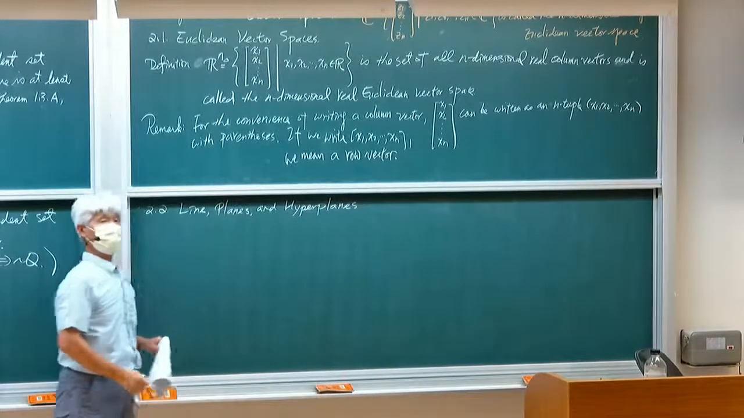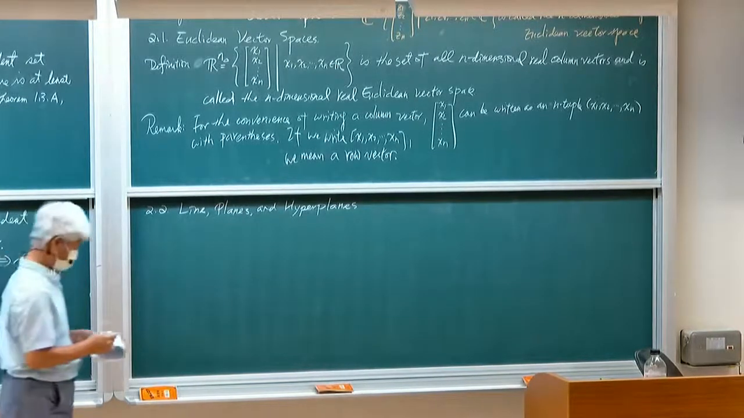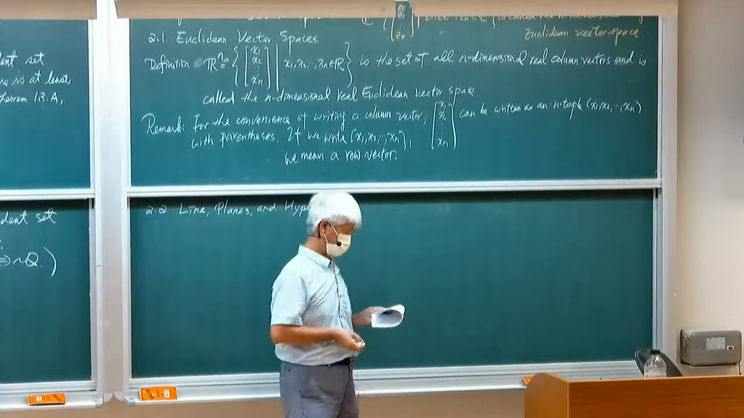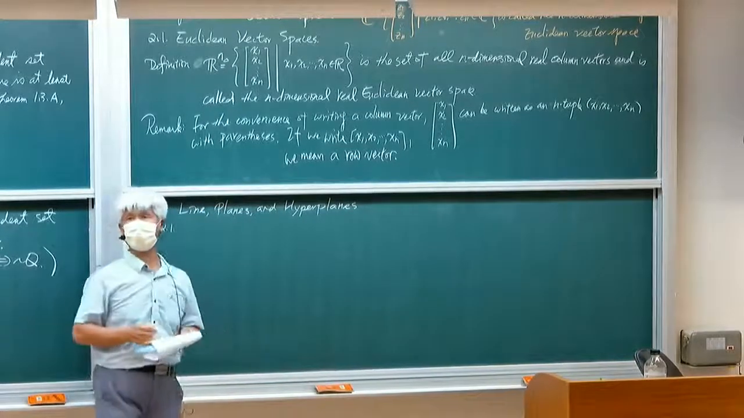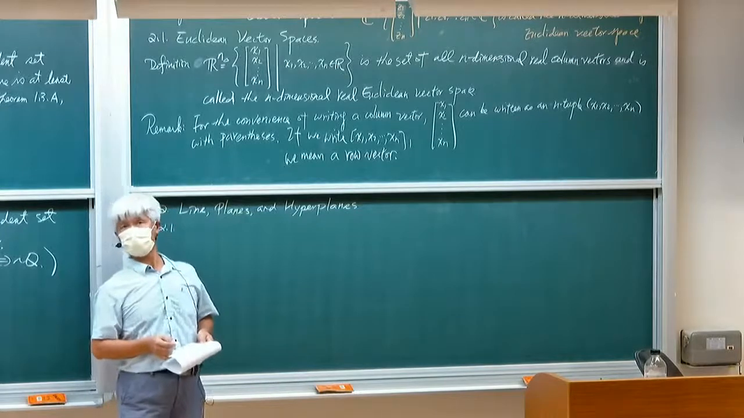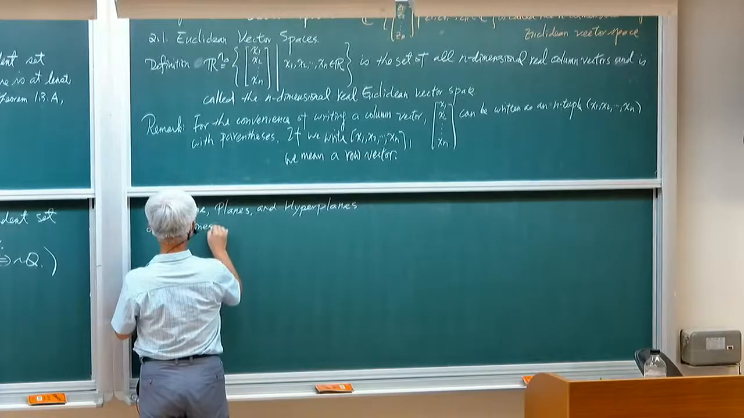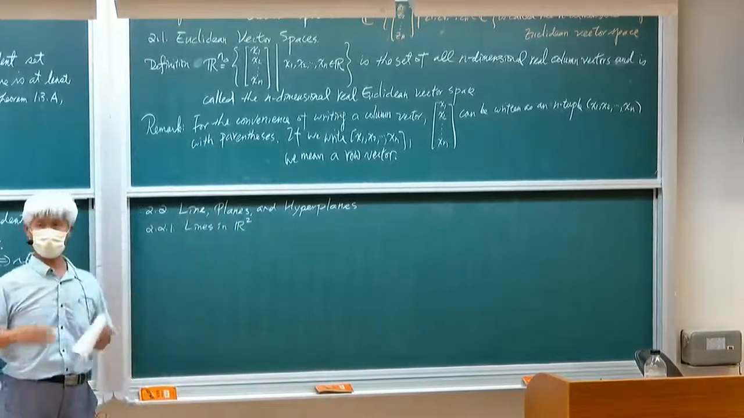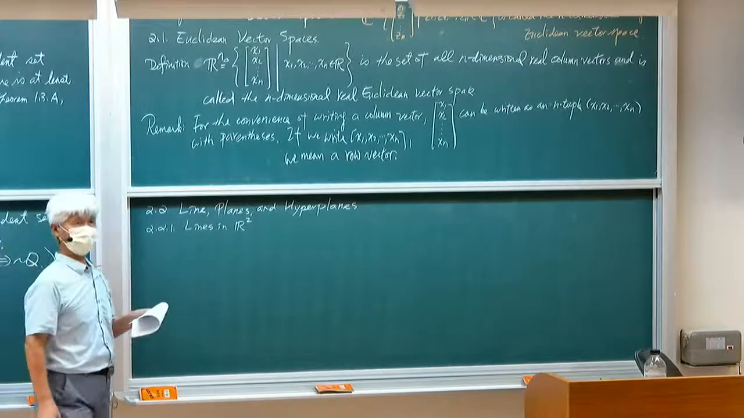Okay, and I will end up with a very general setting about affine space in n-dimensional Euclidean vector space. Before that, I would like to enumerate several special examples. All right, the first one is about lines in R2. In the plane, you're all familiar with lines since junior high school.